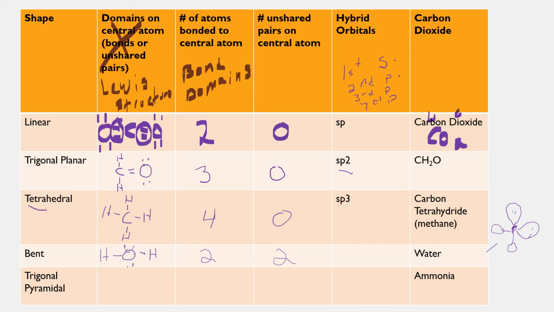As far as your hybridization, you have 2, 4, so you have 4 total. So that means 1 S, 3 Ps.